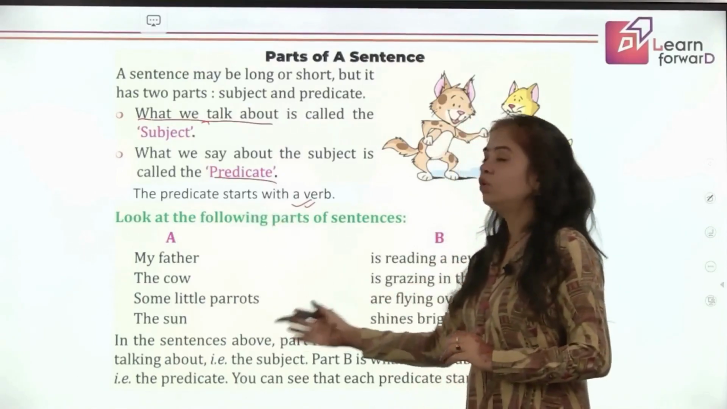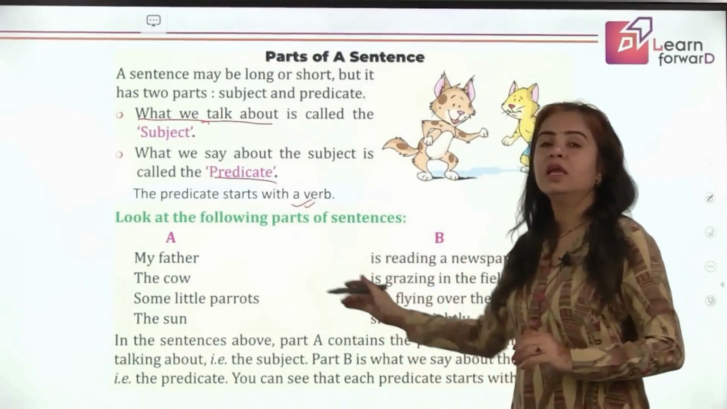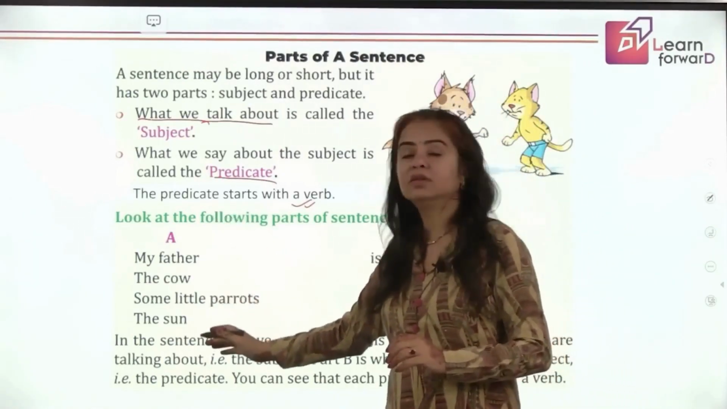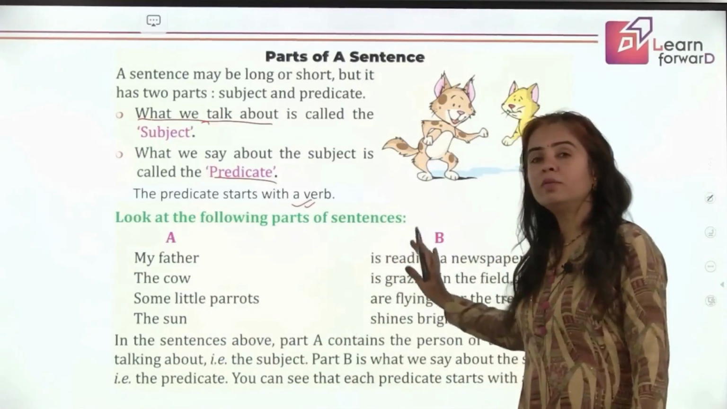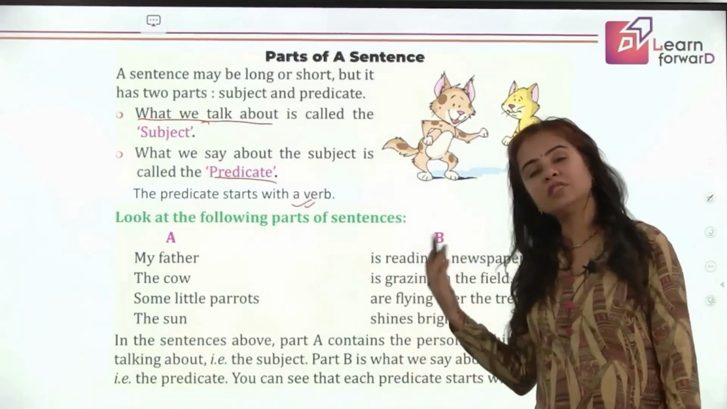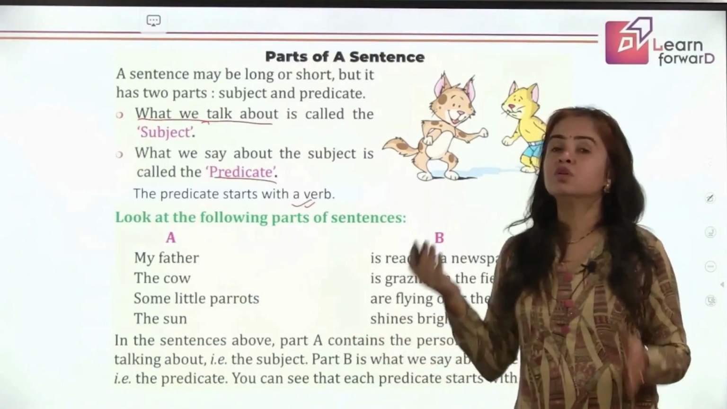So we have two columns here, A and B. In column A, all the subjects for all the sentences are written, and in column B, it is the predicate. That means the rest of the part. So what is subject?